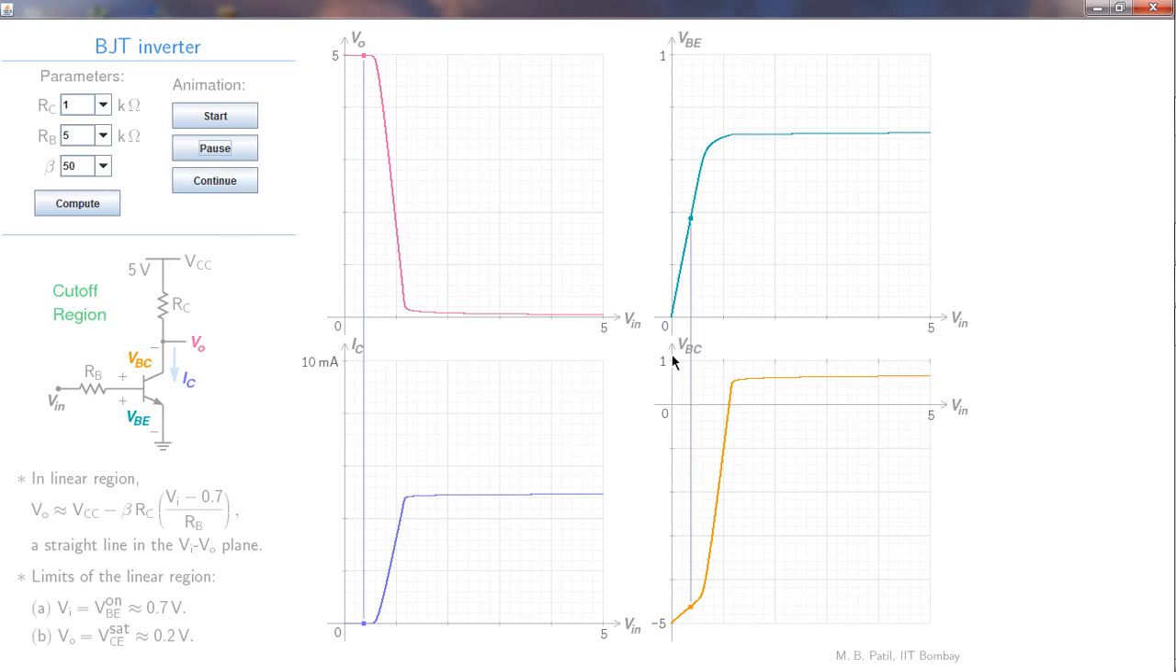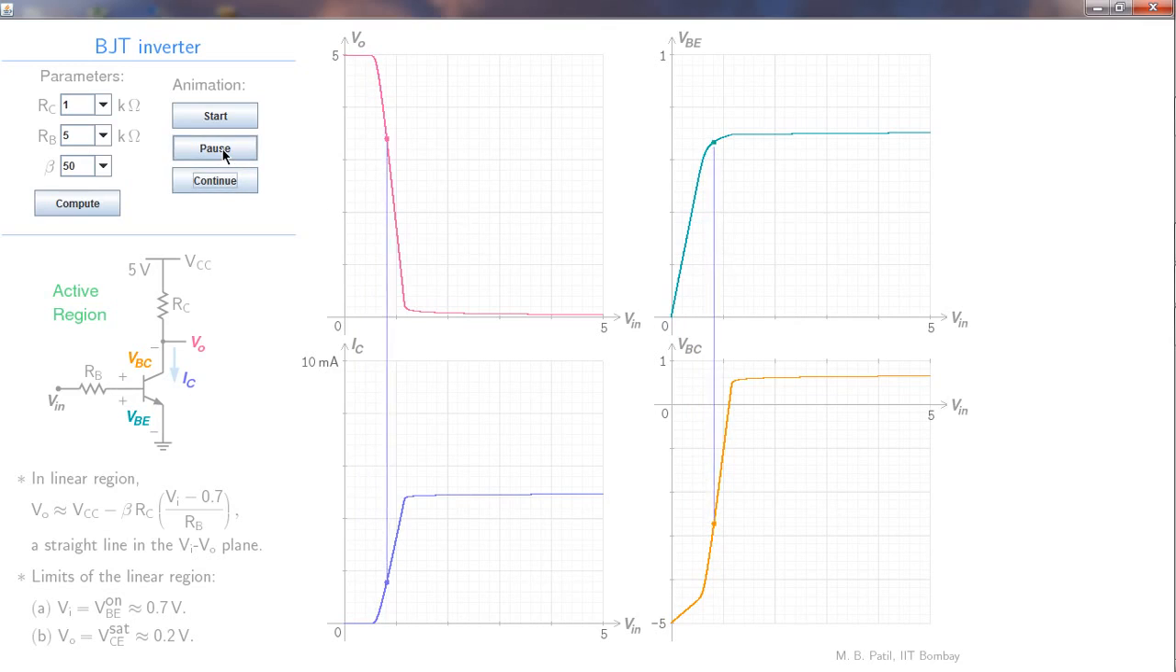The base collector junction is under reverse bias. VBC is between minus 5 and minus 4. And VBE is positive, but it is not sufficiently large to make the base emitter diode forward biased, and therefore the collector current is still very small. Let's continue.